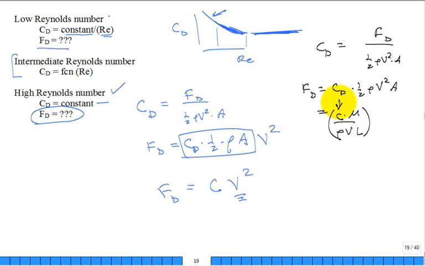Did I do that right for replacing the C sub D? Then I have the 1/2 rho V squared A. So for low Reynolds number flow, cancel that V with one of those V's. It's like a constant times V. Make sense? All right.